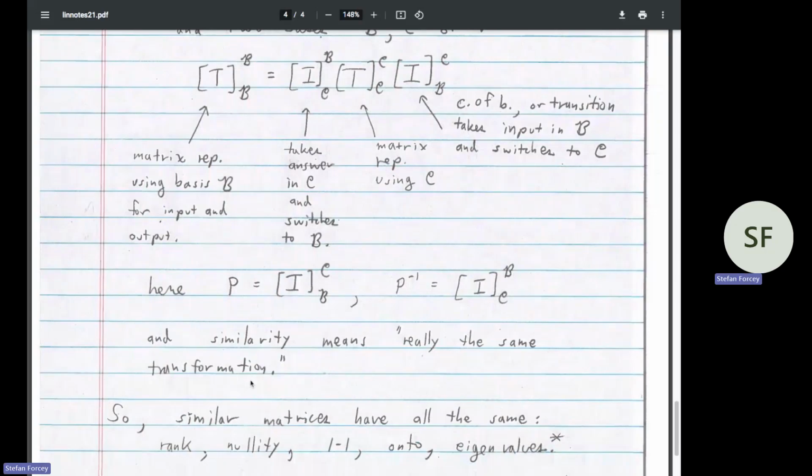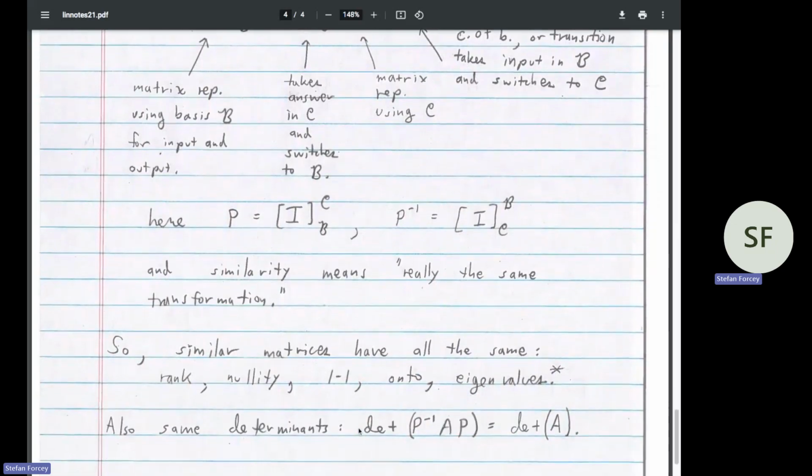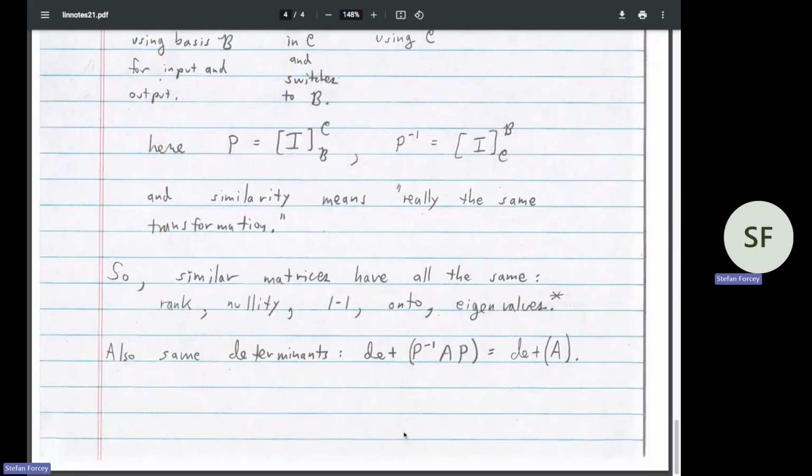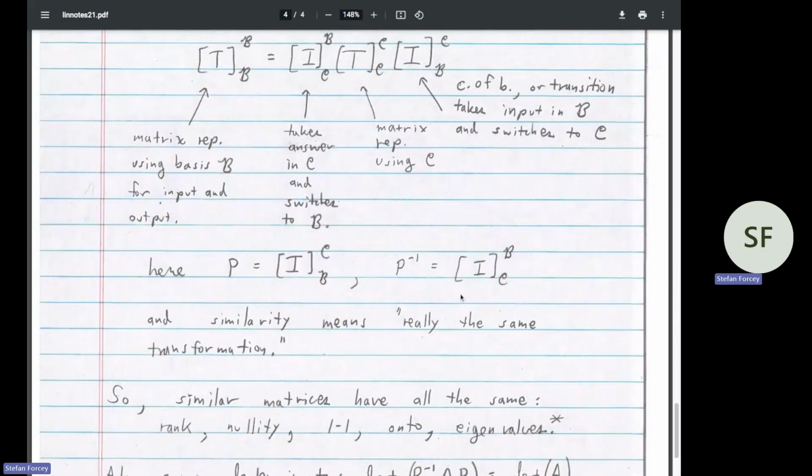So it turns out that similar matrices, any kind that we look at, will all have the same features, the same rank, the same nullity. They'll both be one-to-one or not. They'll both be onto or not. And they'll have the same eigenvalues. Asterisk, we'll be talking about those next. They'll also have the same determinants. The determinant of P inverse AP is going to be equal to the determinant of A. So this is the one we call B if they're similar. And next we'll see examples.